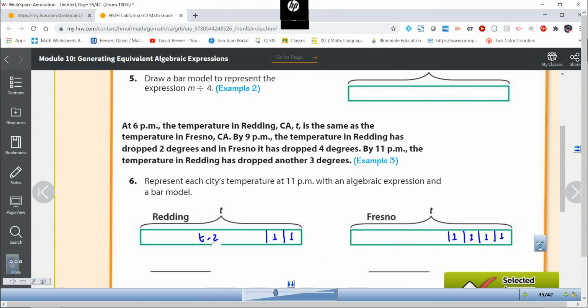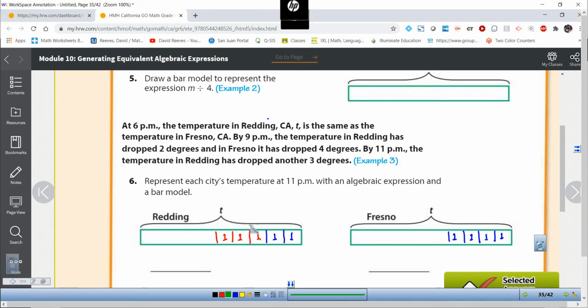All right, but I'm going to go ahead and erase that because it says by 11 p.m. the temperature in Reading has dropped another 3 degrees. So I'm going to add 3 more. Let me go ahead and change the color to show that this is occurring at a different time. There's another drop, and there's another drop, and there's another drop, okay?